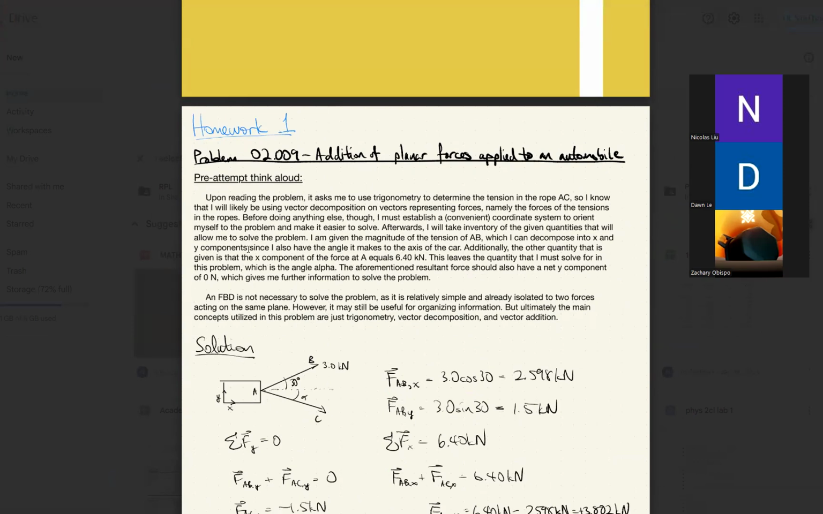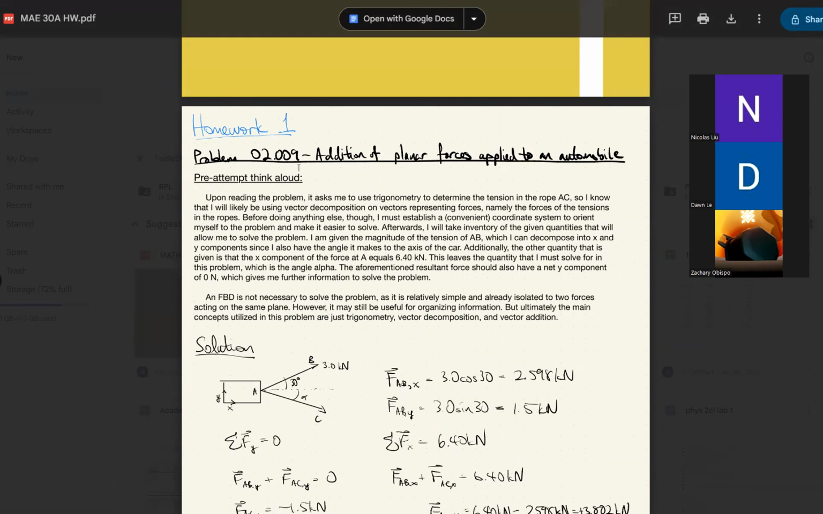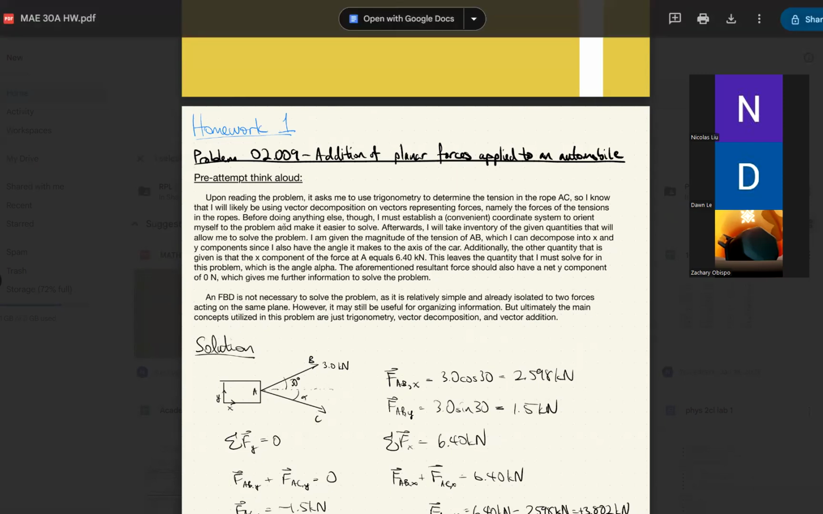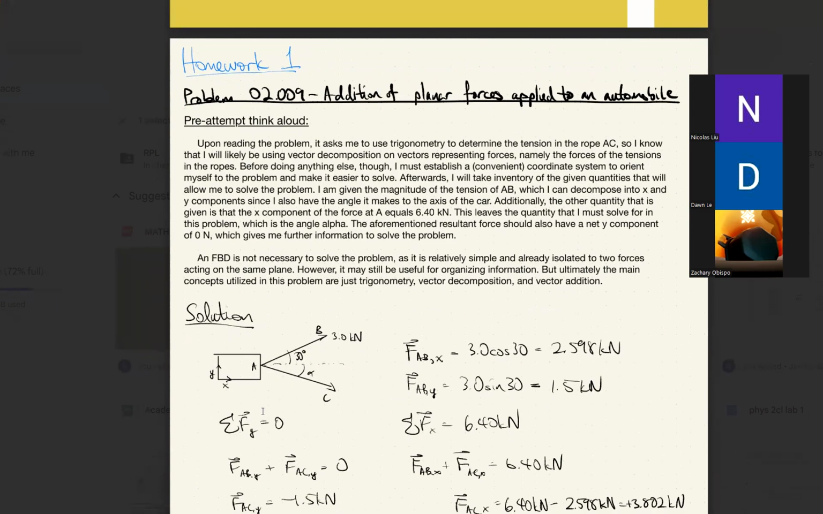Okay, so I'll actually be doing 02.099.009. For this one, it's just basic trigonometry and vector decomposition. So we can do this by first establishing a coordinate system. I have positive x and positive y going like this. And then we're also given several quantities.